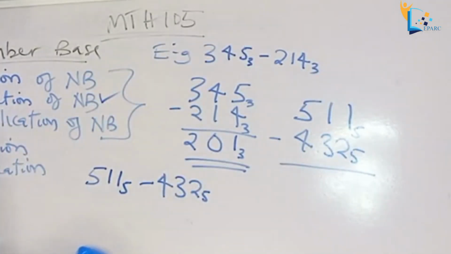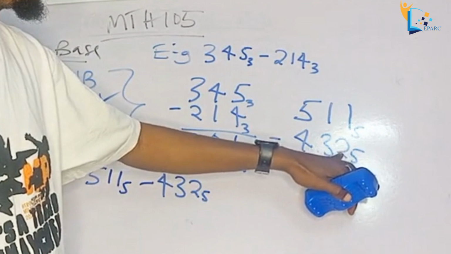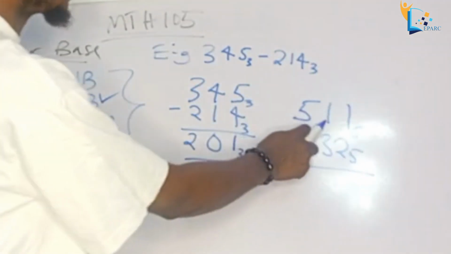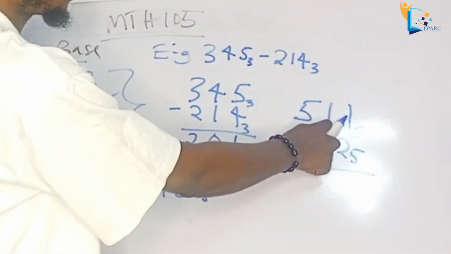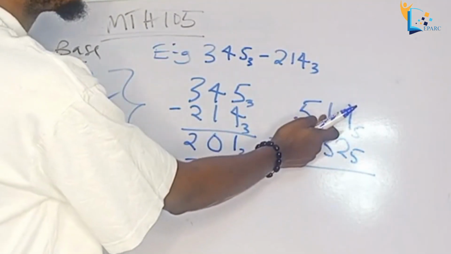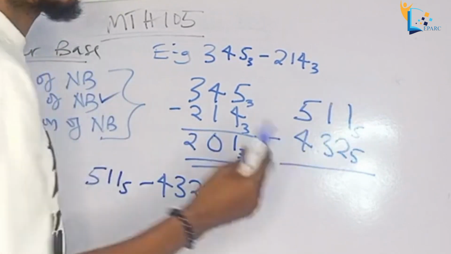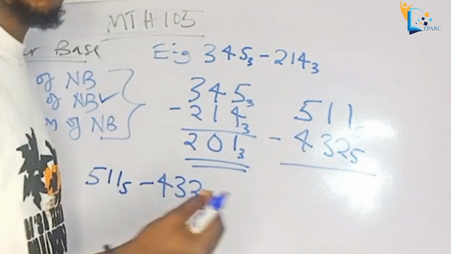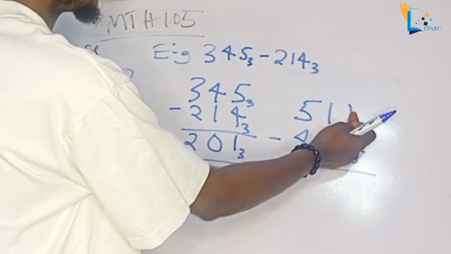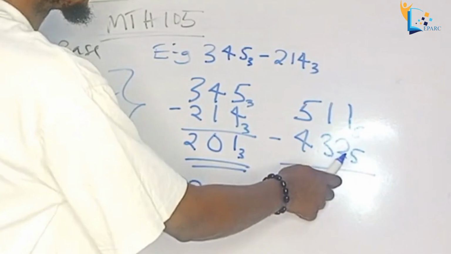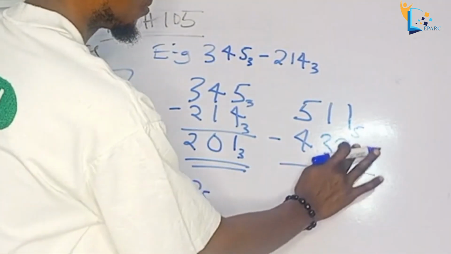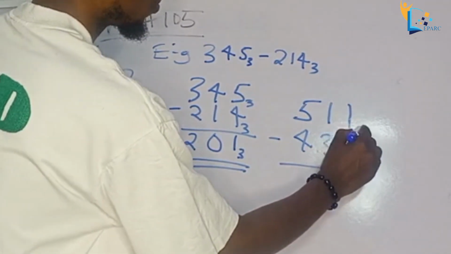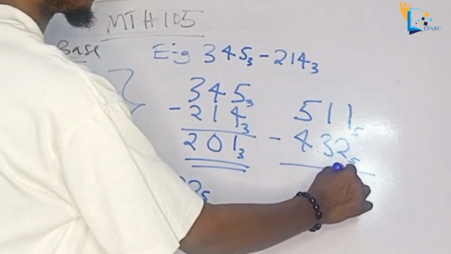Now, 1 minus 2 is impossible because 1 is less than 2. So we now have to pick 1 from here and add it up here. The 1 we are moving from this point to add up here becomes 5, since we are working with base 5. So 5 plus 1 is now 6. 6 minus 2, that's 4.